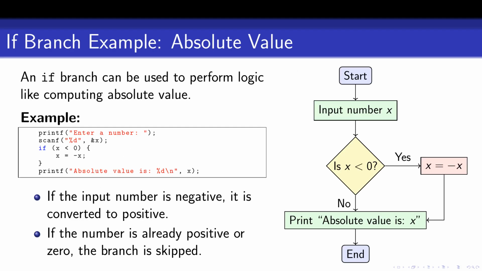Let's take a closer look at a real-world example using an if statement to compute the absolute value of a number. In this case, the program prompts the user to input a number. Then it checks if the number is less than 0. If it is, the number is converted to positive by assigning it as -x. If it's already positive or 0, the if condition is false and the block is skipped. The final step is to print the absolute value of the number.